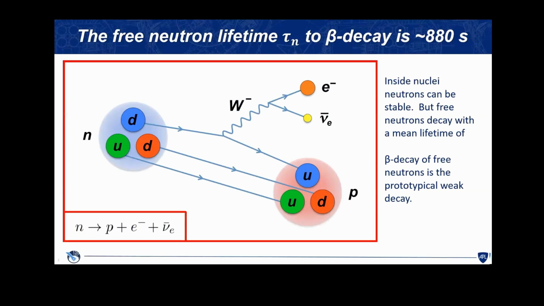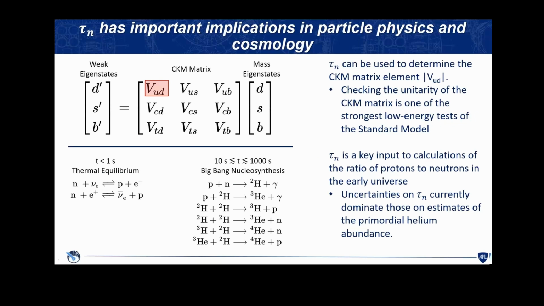So if you go to the next slide. Right, so the neutron lifetime is important in fundamental physics because it can be used to measure the magnitude of VUD, which is one of the elements of the CKM matrix. And the CKM matrix describes the relationship between the mass and weak eigenstates of quarks.